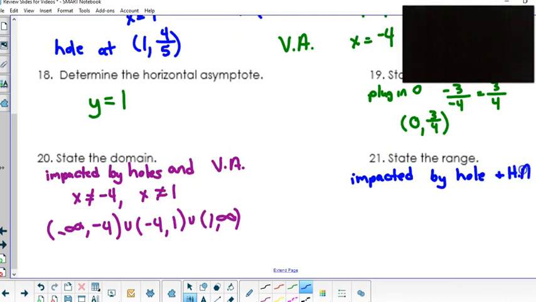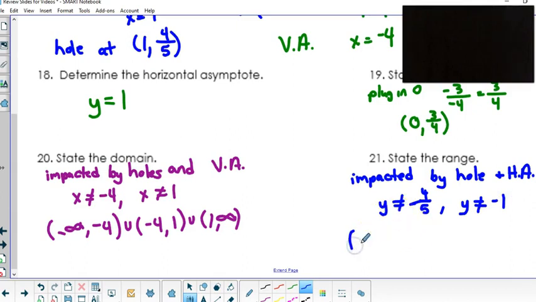So here we know that we had a hole at the value y equals 4/5. So we know that y cannot be 4/5. I'm sorry, I didn't mean to make that a negative right there. That should just be 4/5. And also by the horizontal asymptote, the asymptote is 1, so when we're describing our range, y cannot be 1.